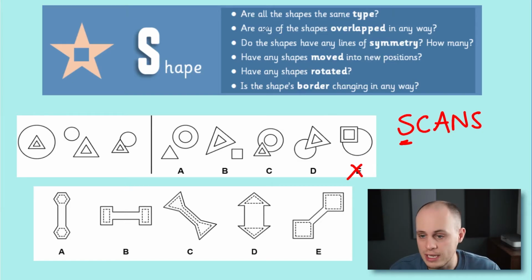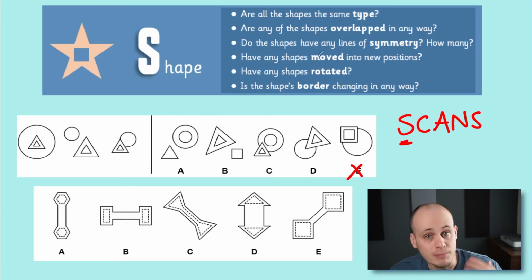Then we've got some other points here which we'll look at and then we'll have a go at these questions. Are any of the shapes overlapped in any way? All right, you can see a bit of overlapping in here. Does it matter, overlapping, or does it not? Do the shapes have any lines of symmetry? That's a really classic one, and people forget that one. They often don't notice when there's some sort of symmetry involved in the question.